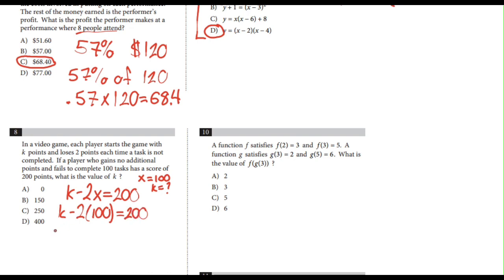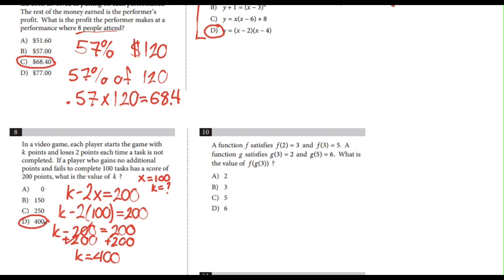Negative 2 times 100 is going to give us K minus 200, which equals 200. And then finally, to get K by itself, we'll add 200 to both sides. On the left side, these cancel and we're left with K. On the right side, 200 plus 200 will give us 400. And the answer will be D.